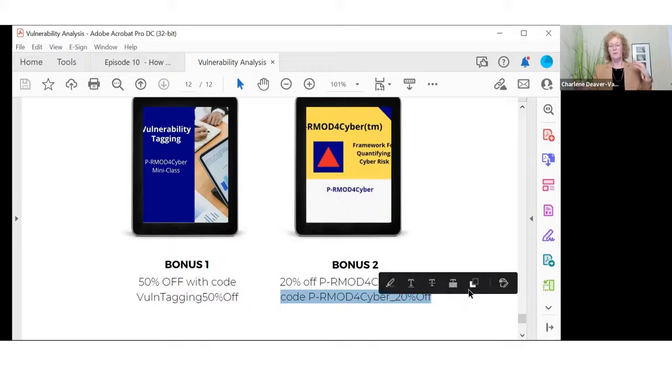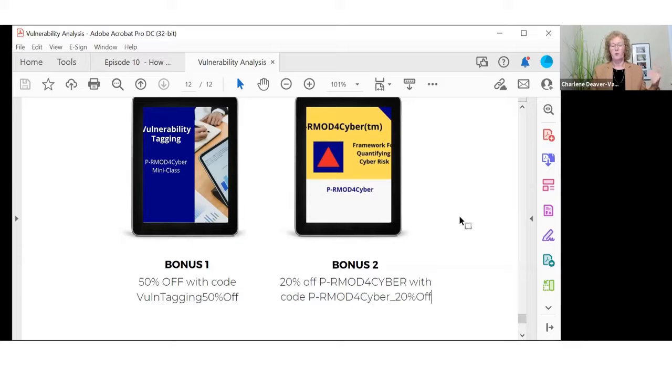PR Mod for Cyber is a framework that I've created. It includes this model as well as many others. It includes the FAIR model. I don't know if you've heard about that. The FAIR model is the international standard, in fact, there's only one international standard for quantifying risk, and it associates financial impacts to risk.